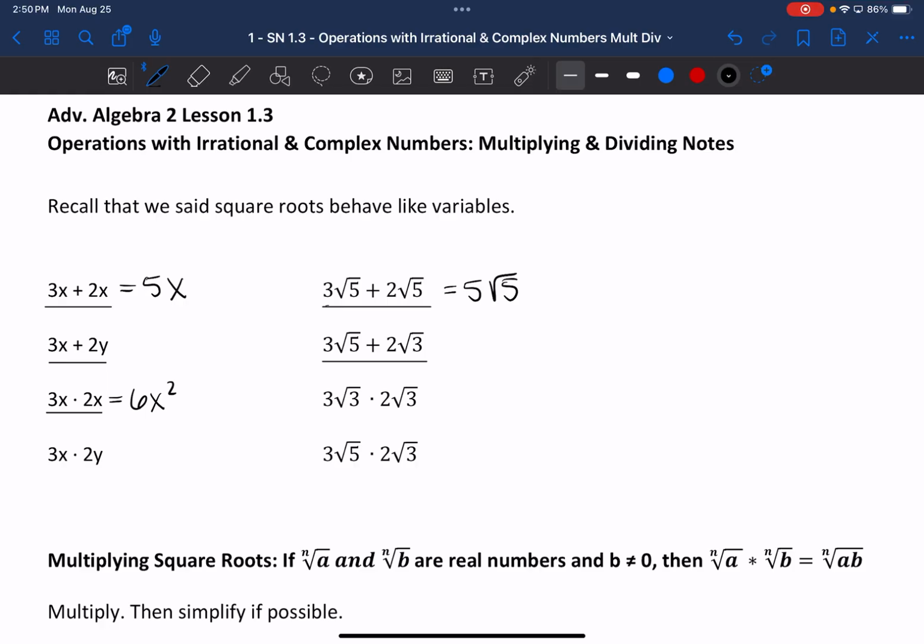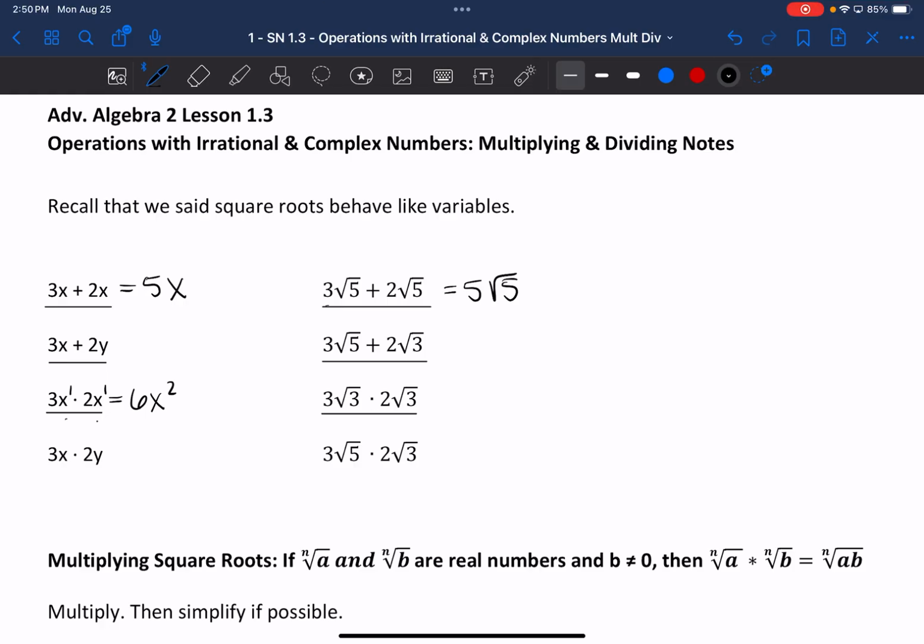All right, so we multiplied the coefficients. 3 times 2 was 6. And then x times x is what gave us the x squared, because when we multiply variables, what do we do with the exponents? We add them. There's an understood exponent of 1 and 1, and 1 plus 1 is what gave us the 2. The rule will be the same when we're multiplying our radicals.